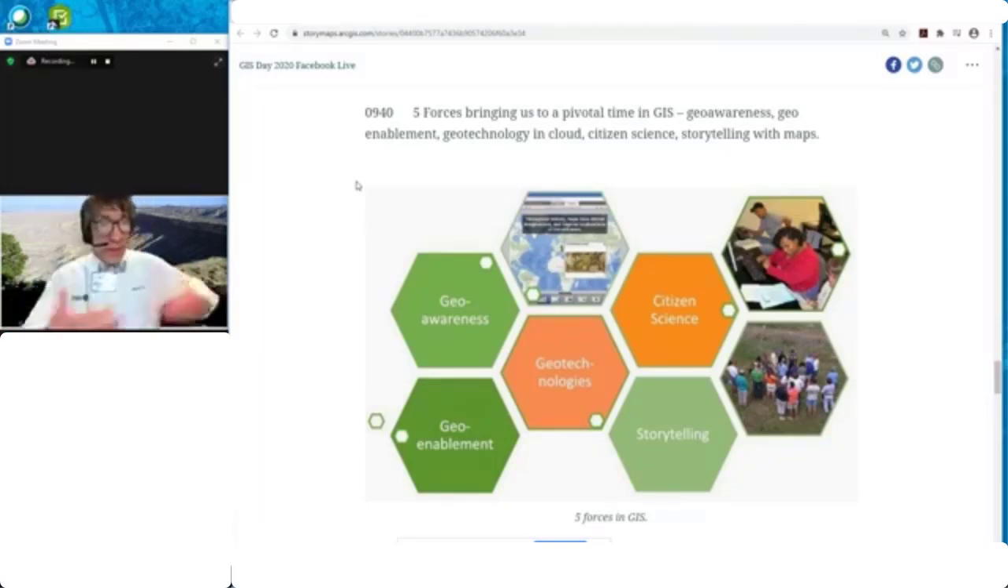And storytelling with maps. I mean, this whole thing that I'm giving right now is a story map. So it's a web mapping application.